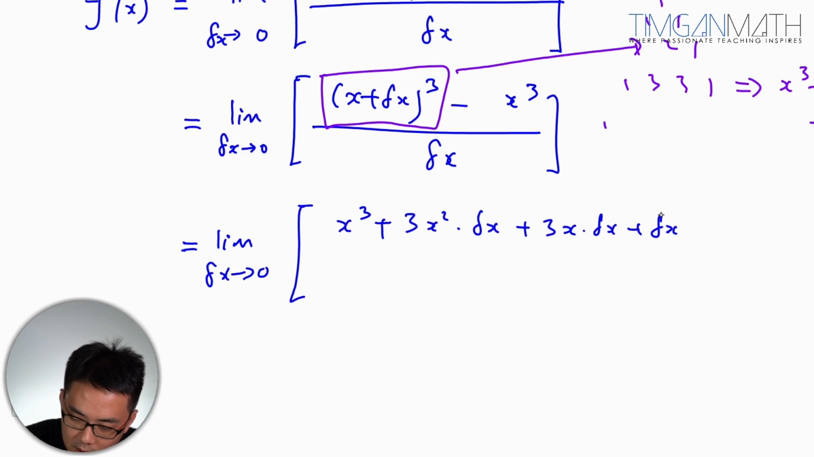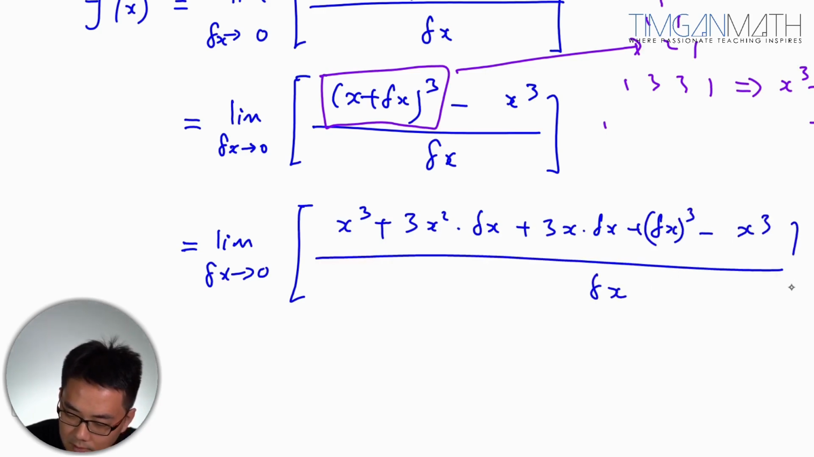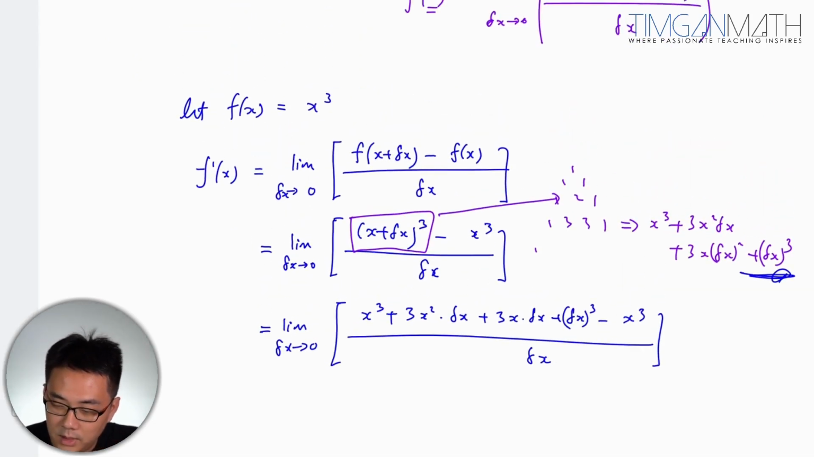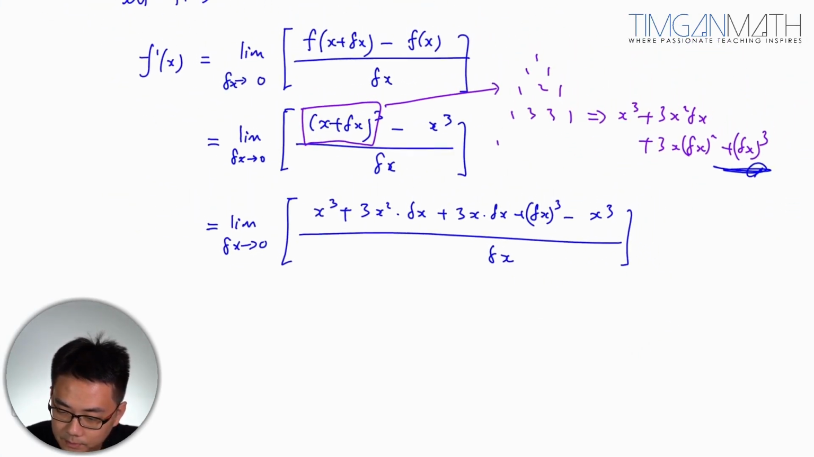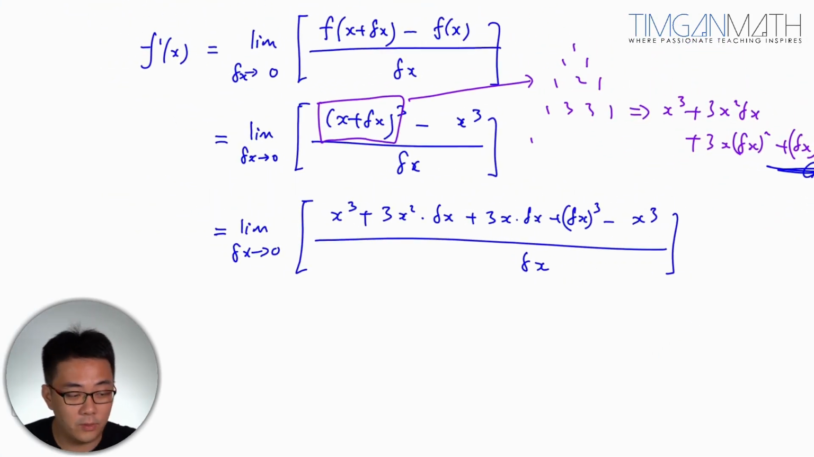Plus sigma x cubed. Oh, what did I x? You see this? Pascal triangle is this one. Okay, I'm gonna pause here for a while.